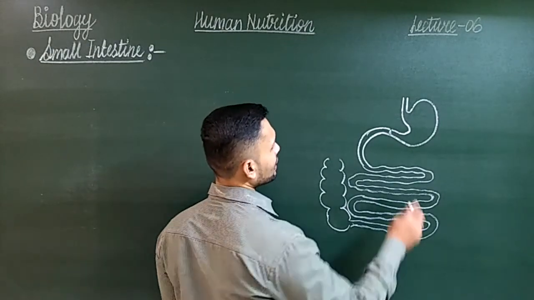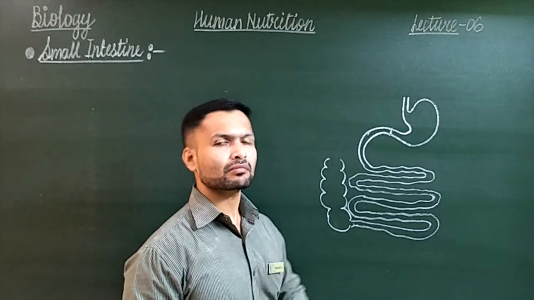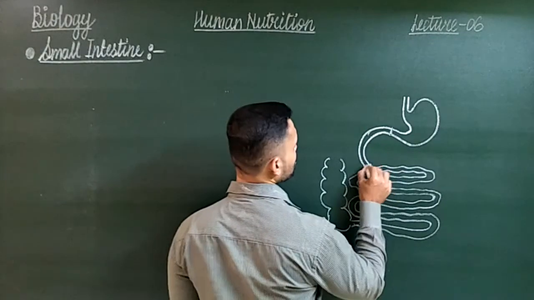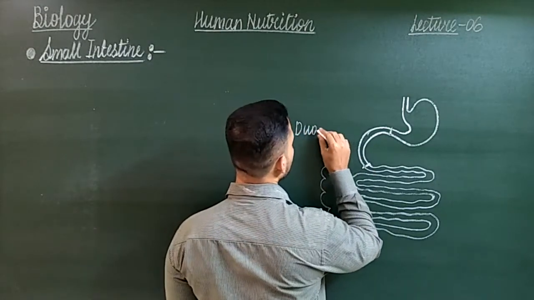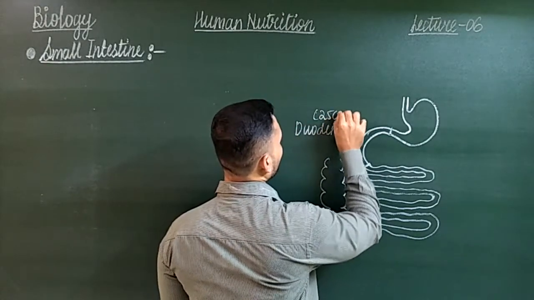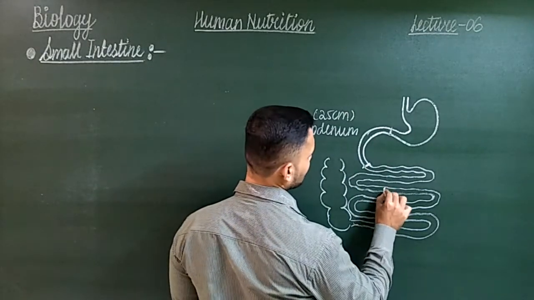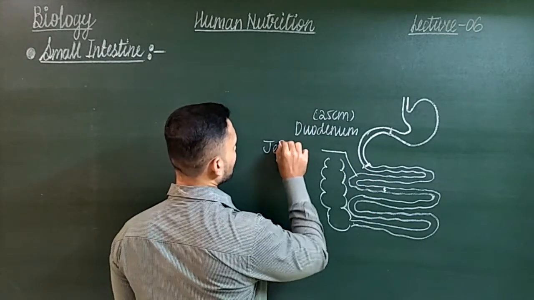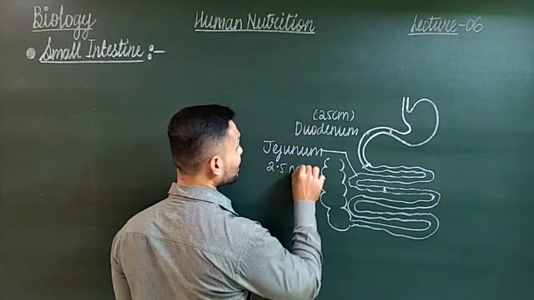Distinctively, if you just see the small intestine, there is no clear demarcation. It's a demarcation made by the scientists, obviously, for our convenience. The first 25 centimeter part of the small intestine is known as the duodenum. Then the next part, this middle part, is the jejunum, which is almost 2.5 meters long.